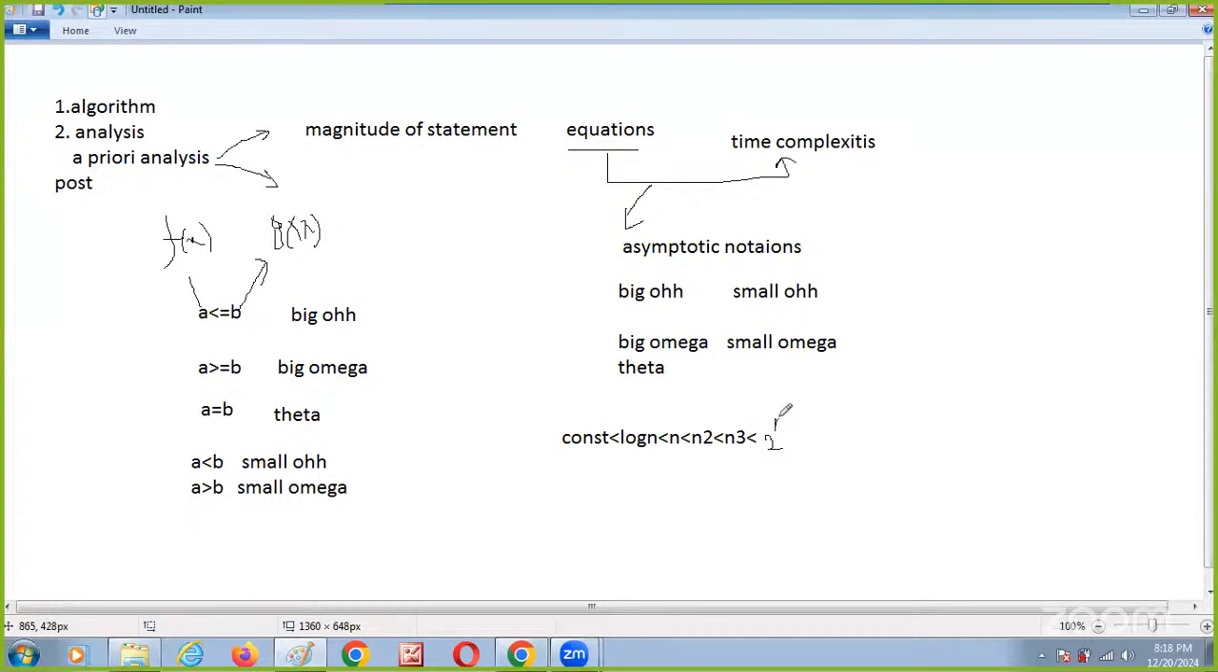2 power n is less than 3 power n. So this is the growth of the functions. We have already seen many GATE problems on this growth of functions in the second class. 4 power n like this, and we have n power n.